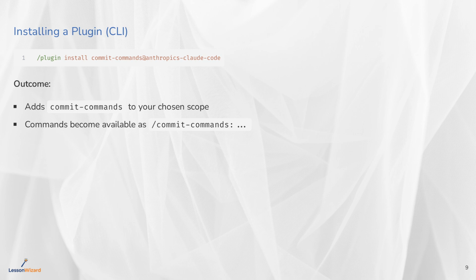Installing via the CLI is straightforward. Specify the plugin name and the marketplace it belongs to. After installation, the plugin's commands are namespaced and ready for use in your projects.